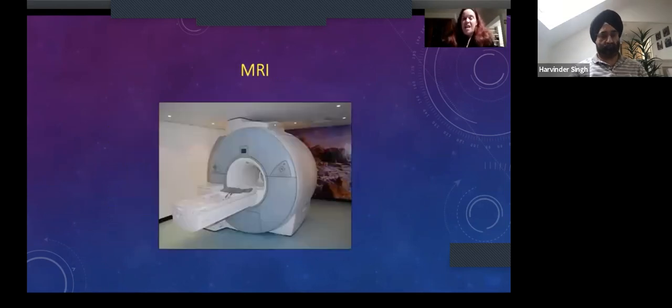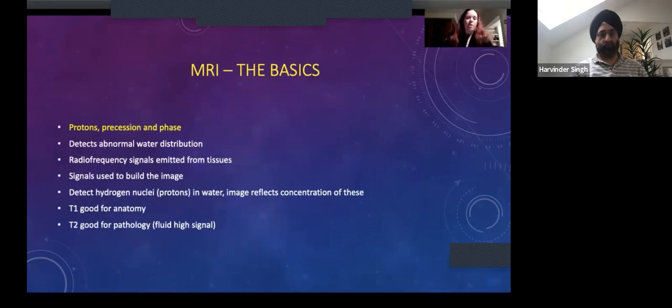Here's a picture of an MRI scanner. MRI, I understood at the time of the FRCS by remembering protons, precession, and phase. MRI detects abnormal water distribution, and it works with radio frequency signals which are emitted from the tissues. These signals are used to build the image.